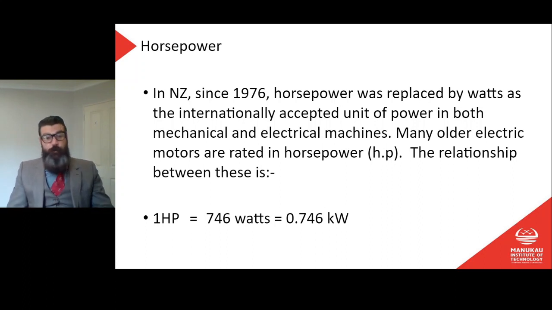So if you did come across a motor that was 1.5 horsepower, for example, then I could go, well, a horsepower is 3/4 of a kilowatt, so 1.5 must be something like 1.2 kilowatts, because 3/4 of a kilowatt is a horsepower. So then if you're replacing it, you know that you need a motor that is rated at something like 1.2 kilowatts or 1.3 kilowatts.